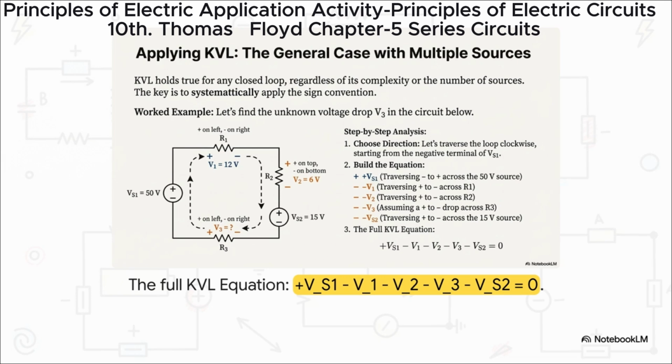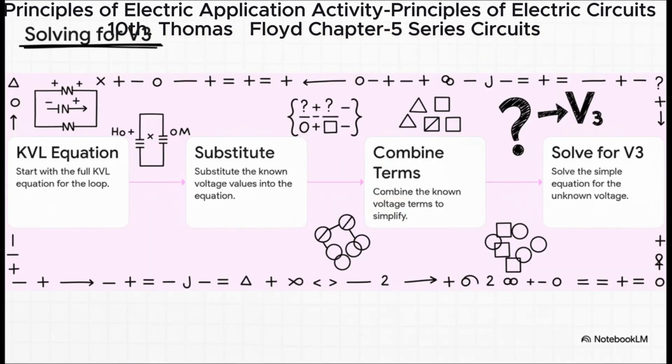Then we hit 3 resistors. Those are always drops, so we subtract them, minus 12, minus 6, and minus our unknown, V3. Then we get to the second source, but look, we're going from plus to minus, so that's another drop, minus 15. And all of that together has to equal 0. And from here on out, it's really just simple math.